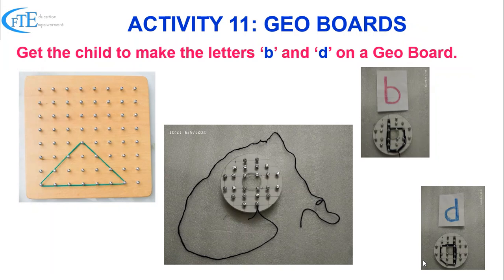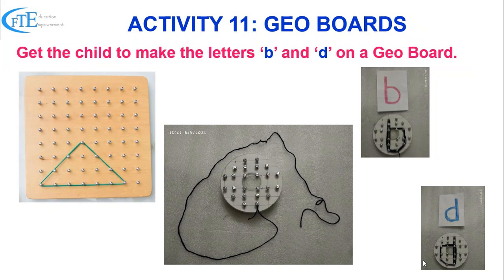Activity 11: Geo boards. Get the child to make the letters B and D on a Geo board. On the extreme left, you will see a Geo board that is available in any shop or store that sells learning materials for preschool learners. But you can also make your own Geo board with an old CD.